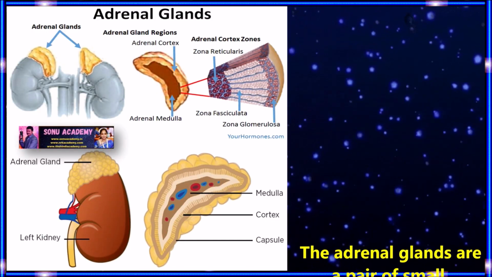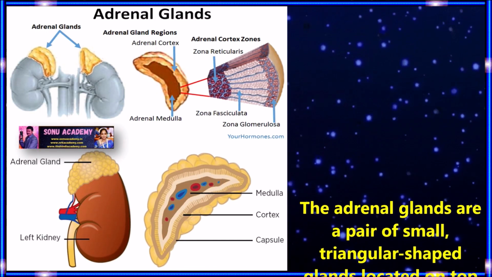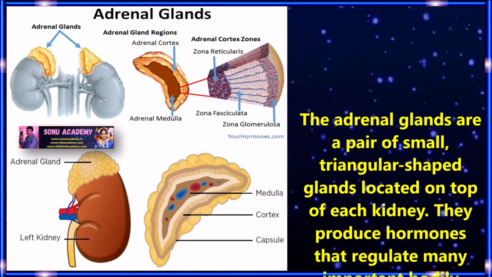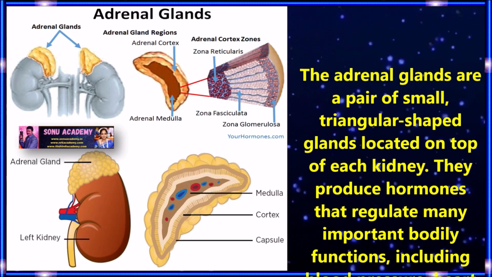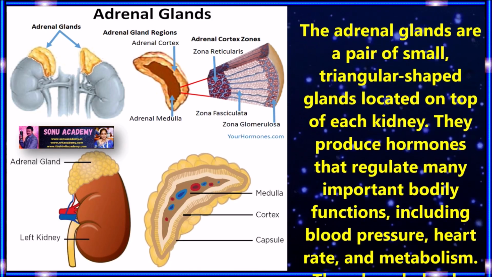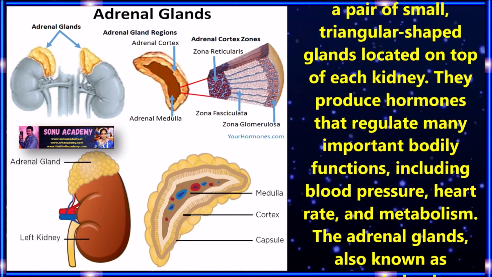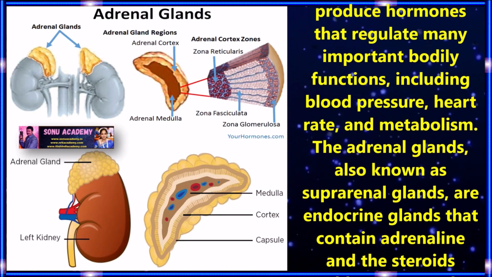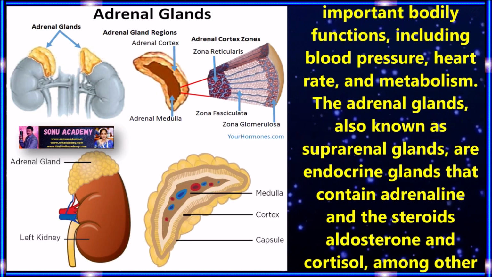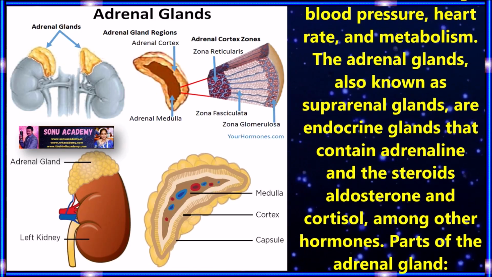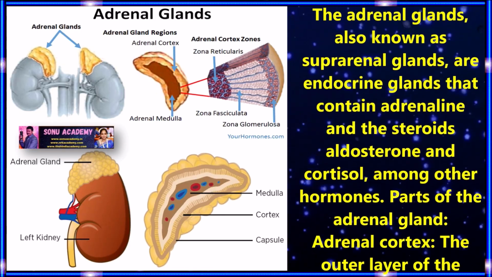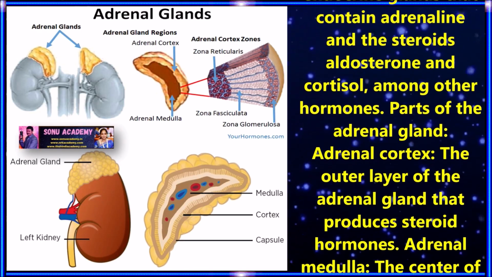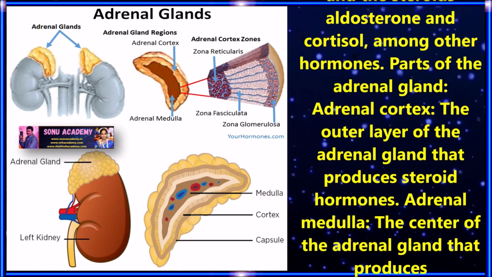Children, now let us discuss the adrenal gland. The adrenal glands are a pair of small triangular-shaped glands located on the top of each kidney. They produce hormones that regulate many important bodily functions, including blood pressure, heart rate and metabolism. The adrenal glands are also known as suprarenal glands, endocrine glands that contain adrenaline and the steroids aldosterone and cortisol, among other hormones. Children, let us discuss the parts of the adrenal glands.